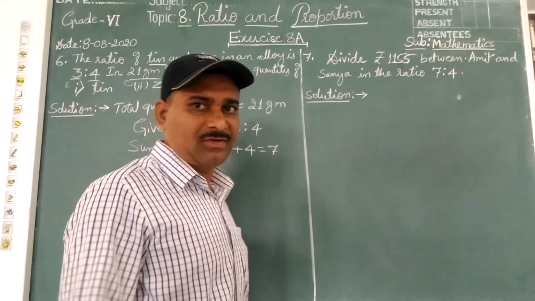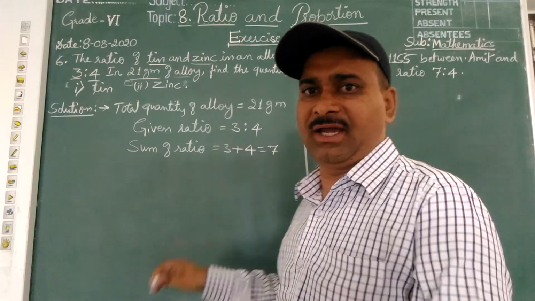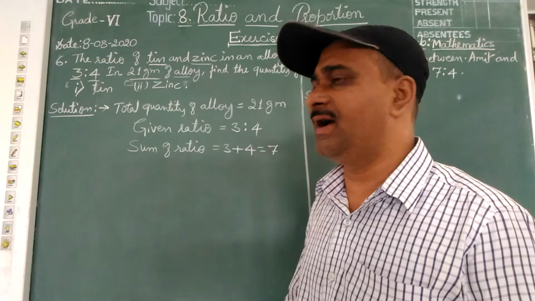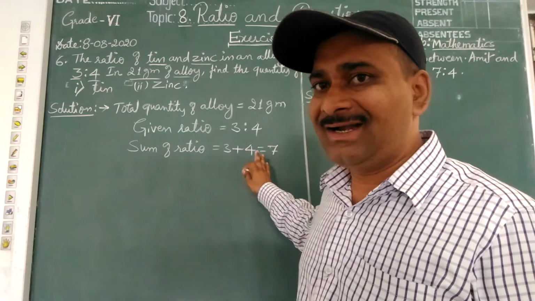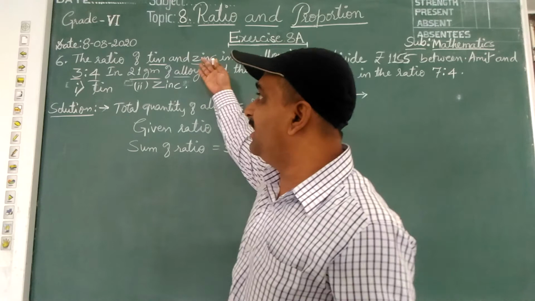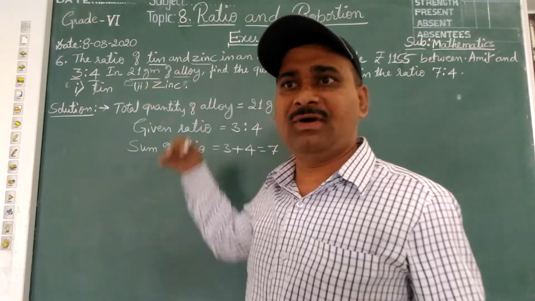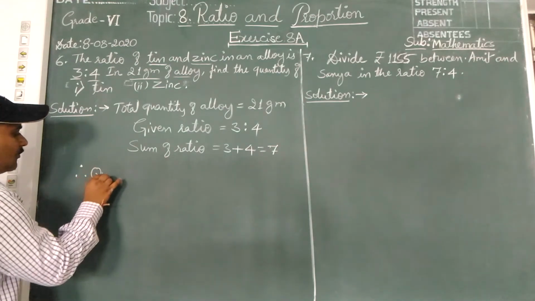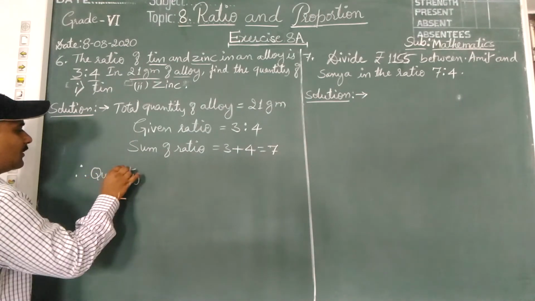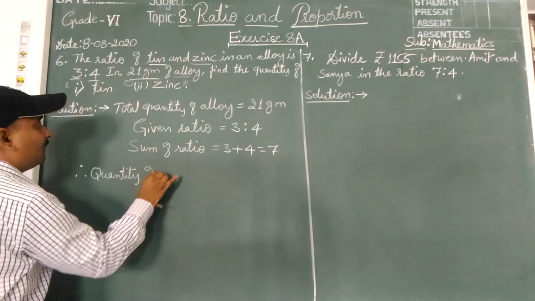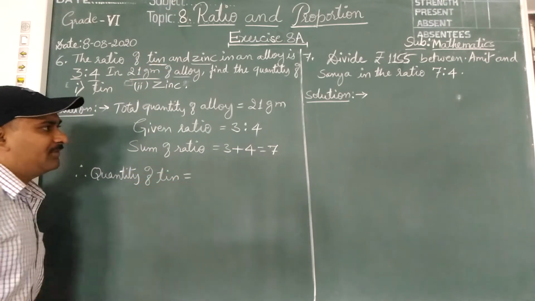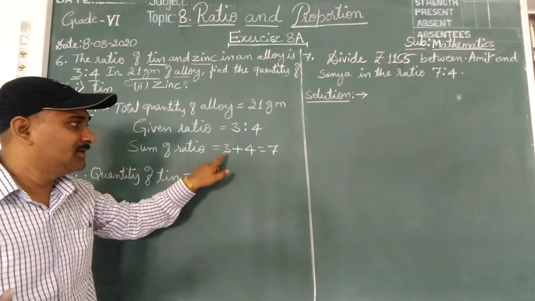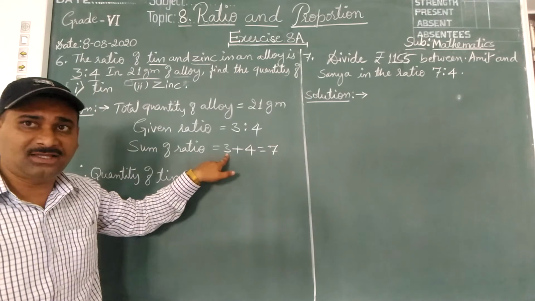Concentrate on the steps, children, from now onwards, because the same steps will repeat again. If this is understood, the next solutions you will easily come to know how I am doing. Once you add the ratio, it is easy to find the quantity of the tin and the quantity of the zinc. Let us find out the quantity of tin. Children, if ratio is given, how to find the quantity, don't forget: ratio of tin is 3.